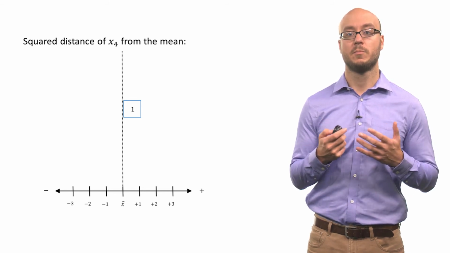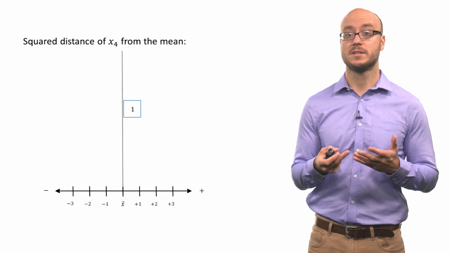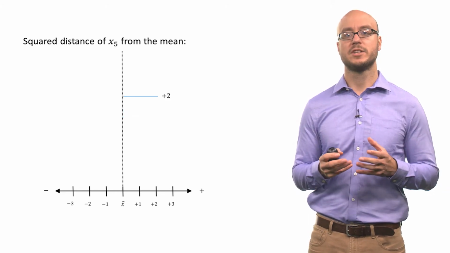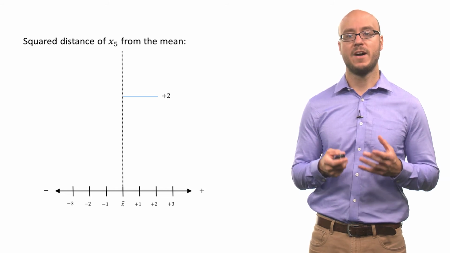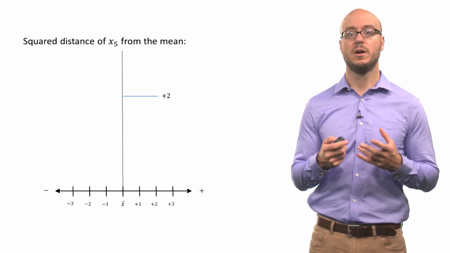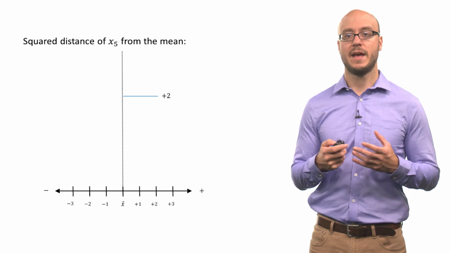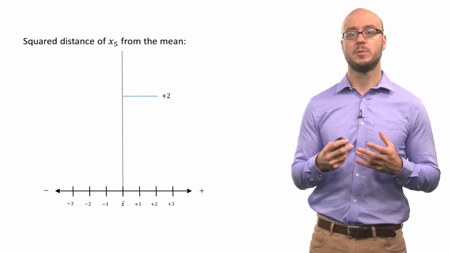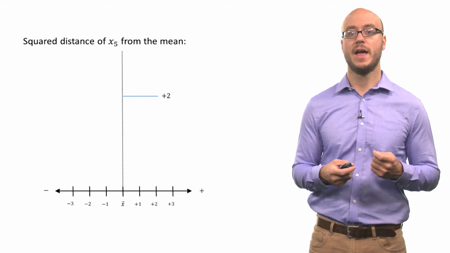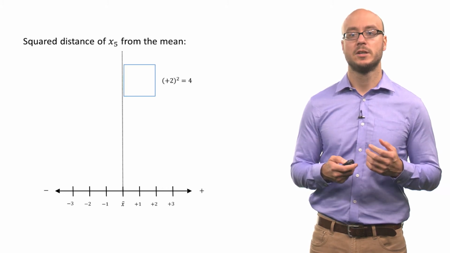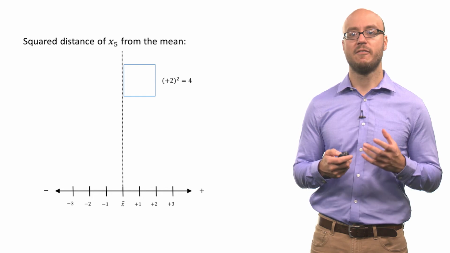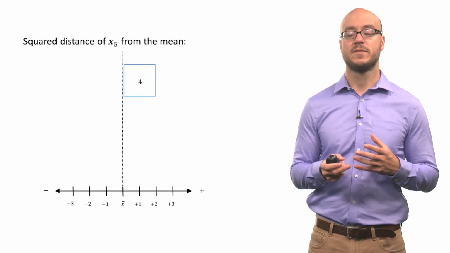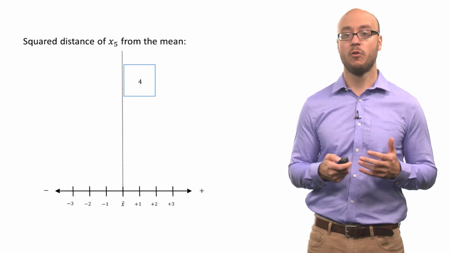So instead of positive 1, it still gets a value of positive 1, but it's really 1 to the second power. That final observation has a value of 5, so you take 5 minus 3 and you get a value of 2. That really means that it's 2 units above the sample mean. Well, what happens when we take the square of that distance? You take 2 to the second power and you get a value of 4. So that squared distance, instead of being 2, is now 4.